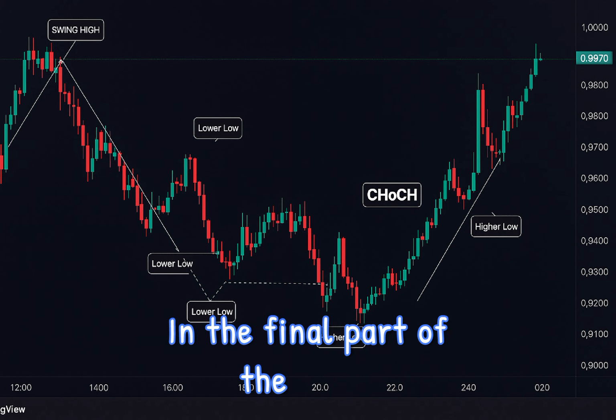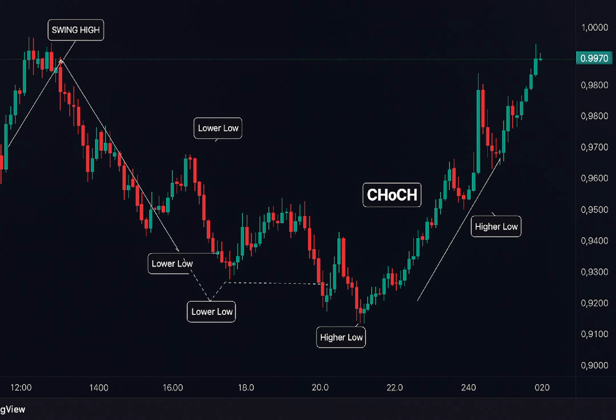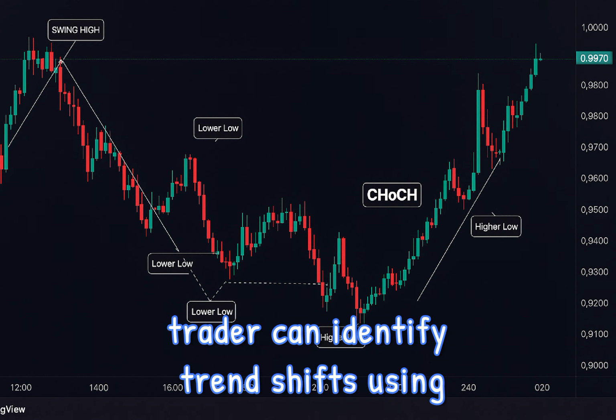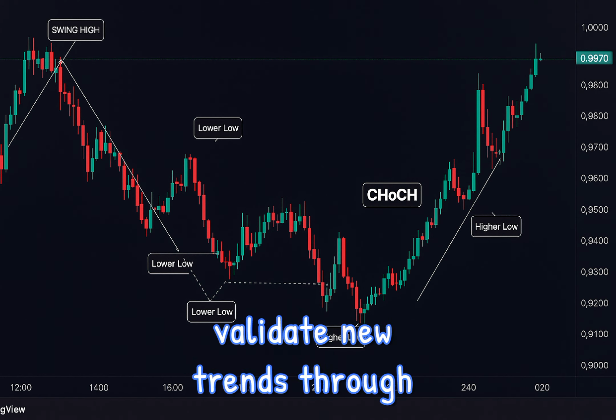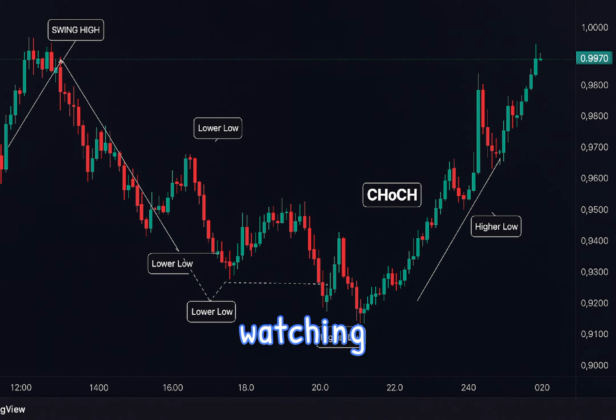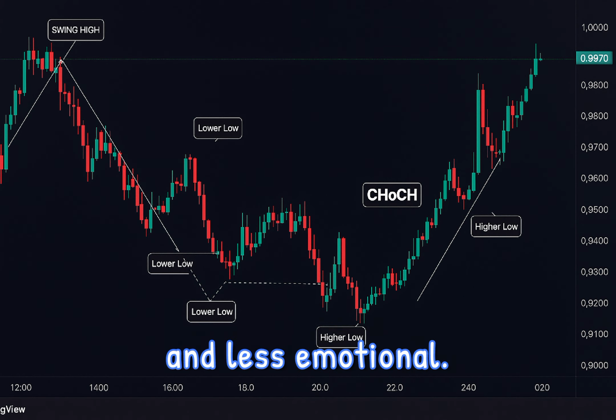In the final part of the chart, price continues to climb, forming another higher high, HH. The trendline support beneath price confirms bullish control. Traders using this information can either stay in their trades to ride the trend or look to scale in on pullbacks. This chart perfectly demonstrates how a trader can identify trend shifts using CHoCH, validate new trends through BOS, and manage entries by watching structure. When market structure and clean price action come together, trading becomes a lot more strategic and less emotional.